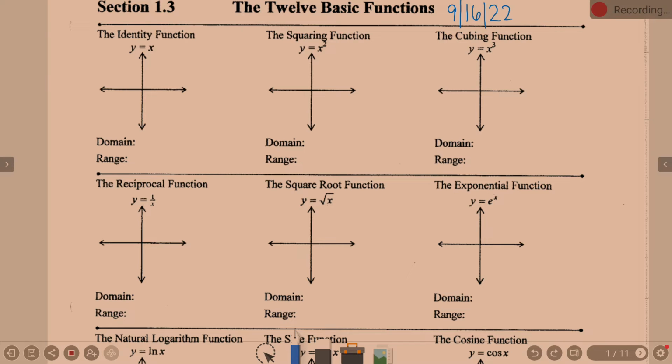So, we're going to go through. We're going to talk about what these graphs are. Some of them I'm hoping you already know before you even graph them on your calculator. And we're going to talk about domain and range of them. So kind of the features of the graph.